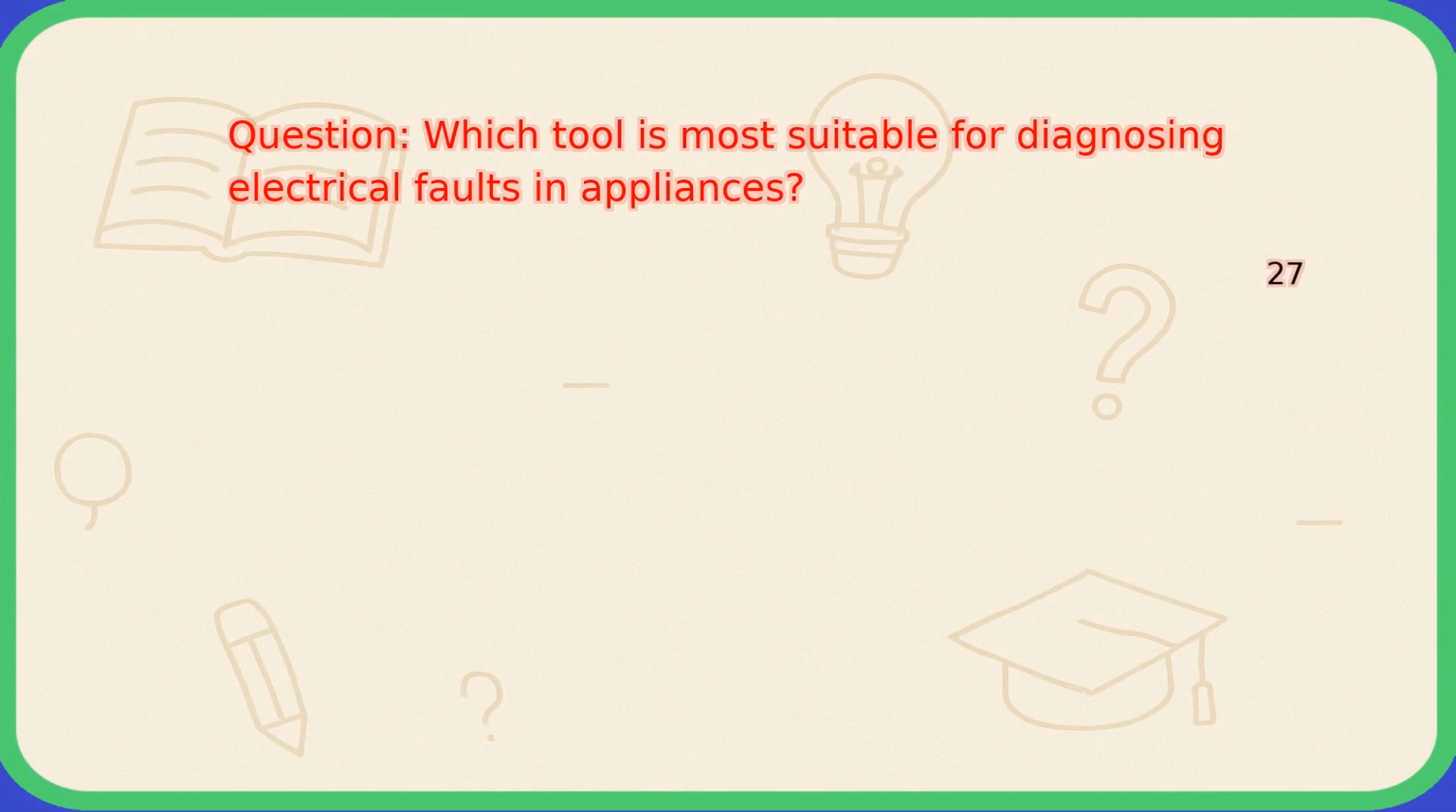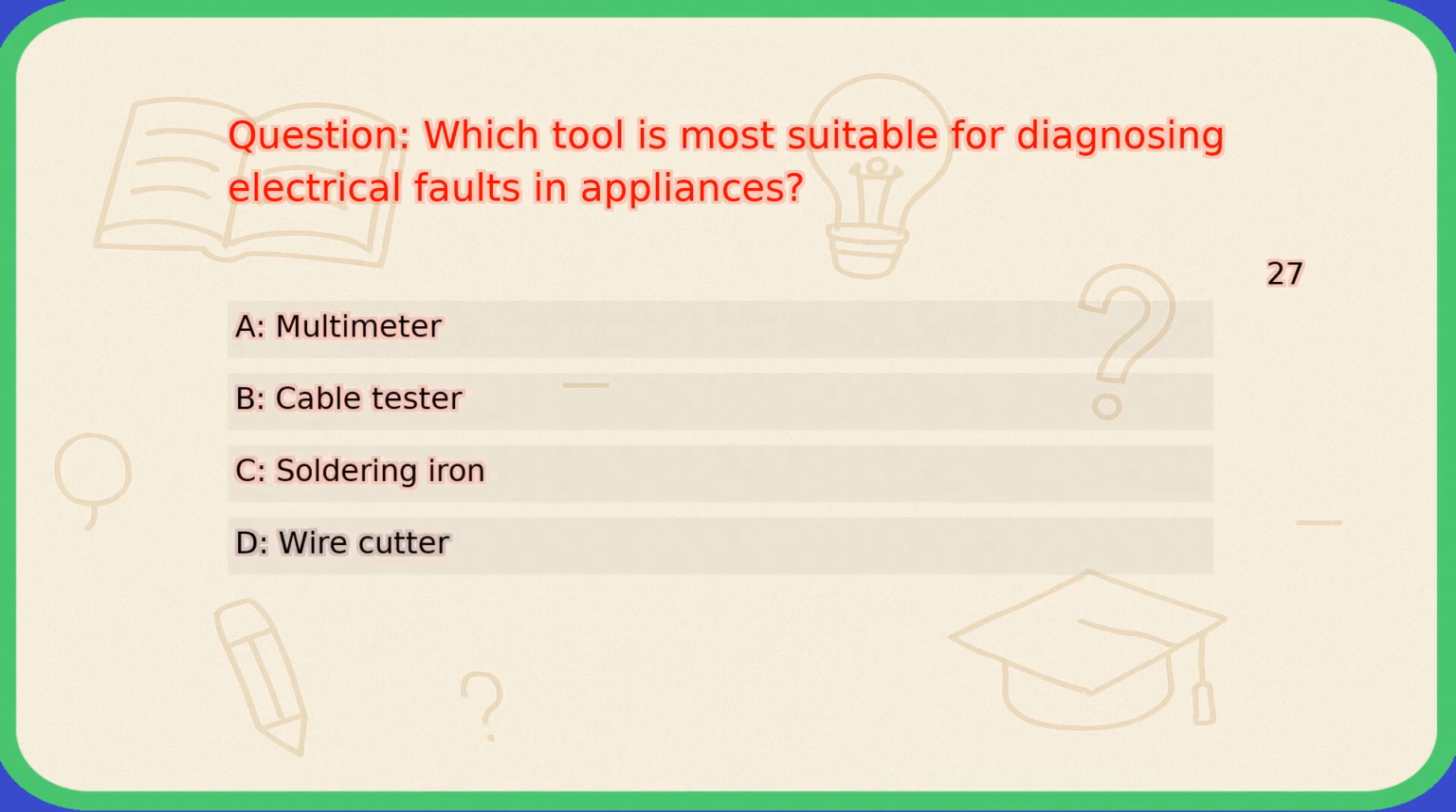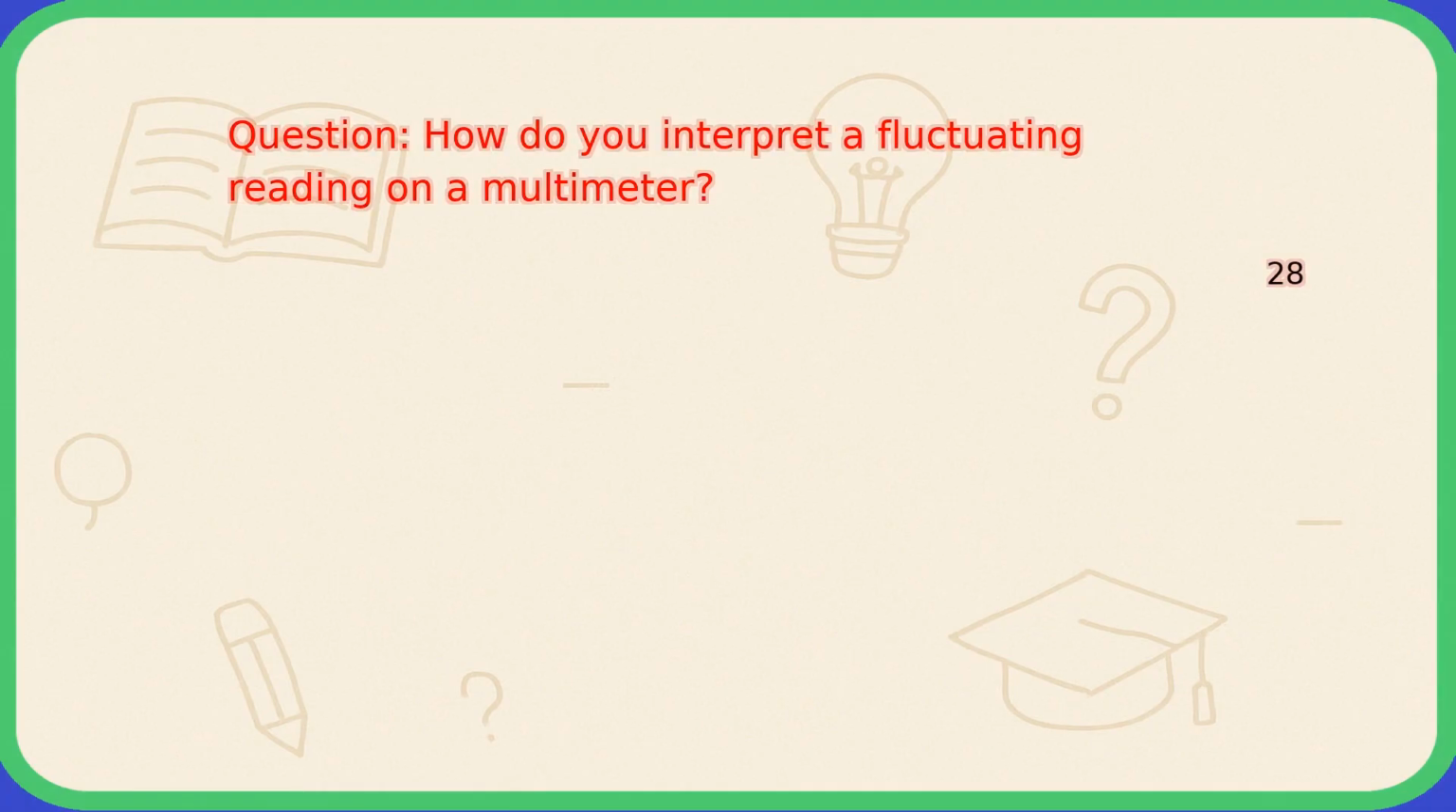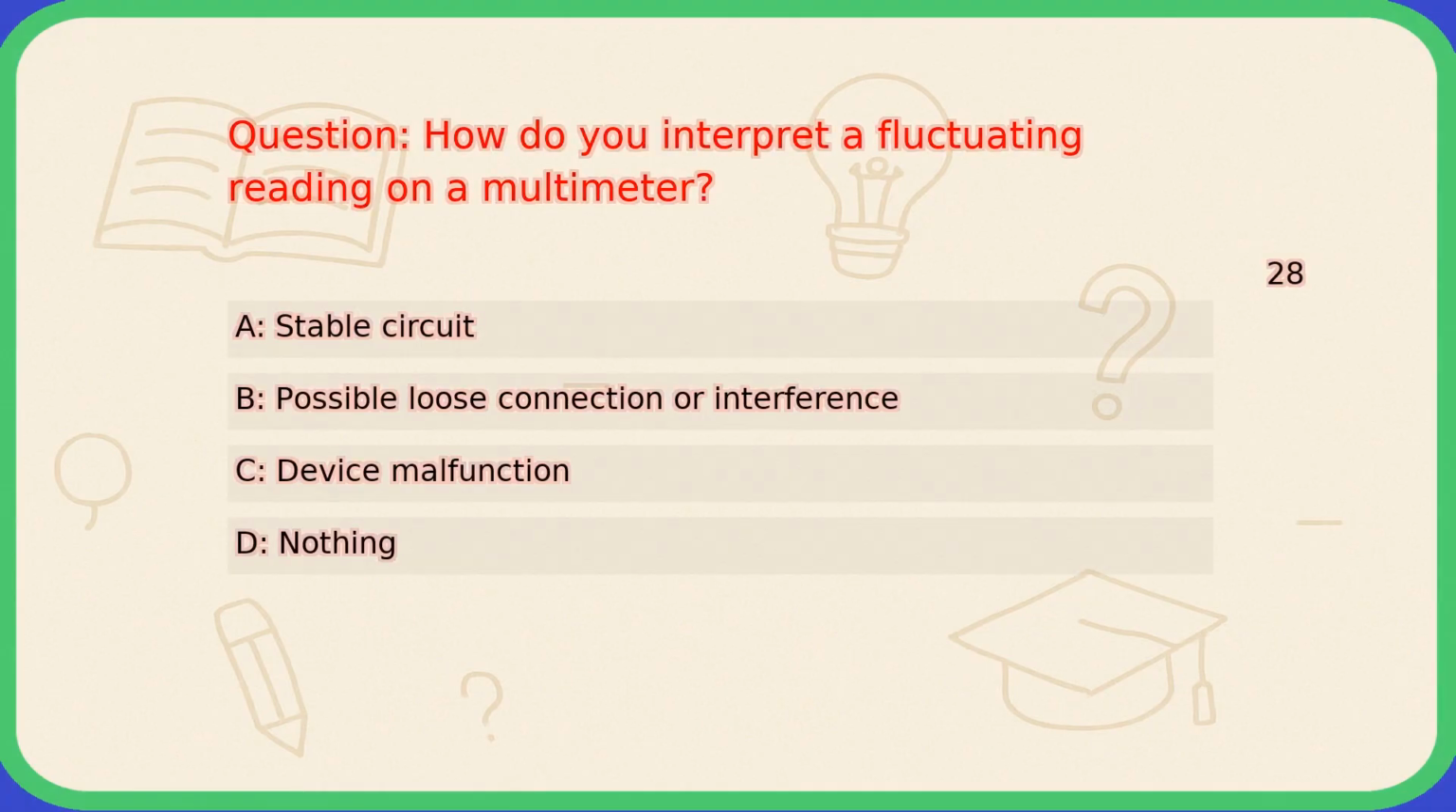Question: which tool is most suitable for diagnosing electrical faults in appliances? Answer A. Multimeter. Question: how do you interpret a fluctuating reading on a multimeter? Answer B. Possible loose connection or interference.